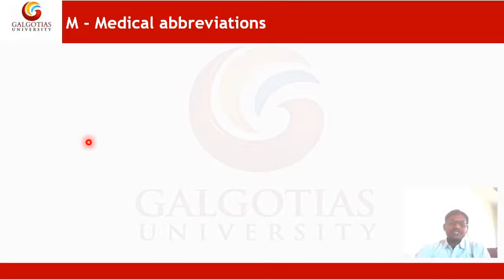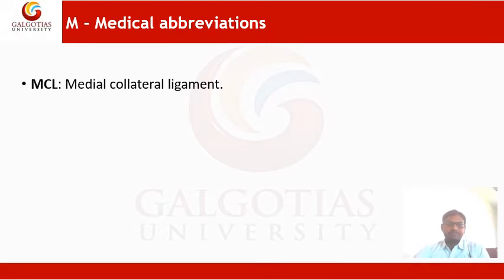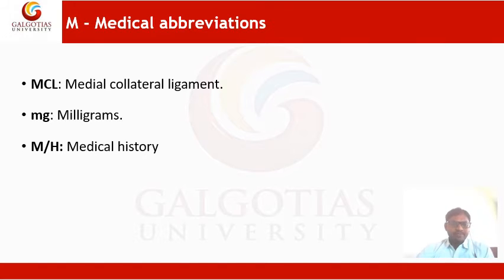Medical abbreviations related to M. MCL, medial collateral ligament. This is one of the ligaments present in the human body. Next one, mg. You know this one very well, milligrams. And MHx, medical history.